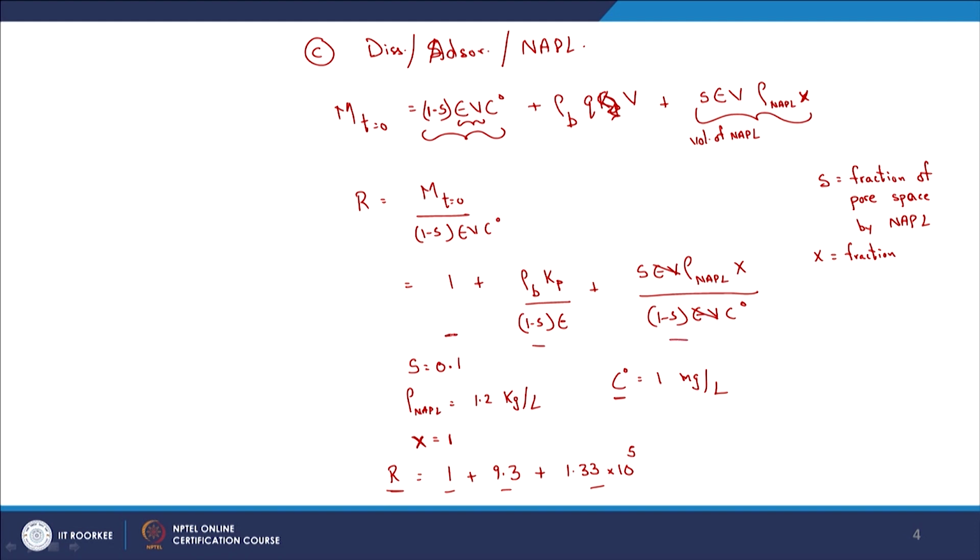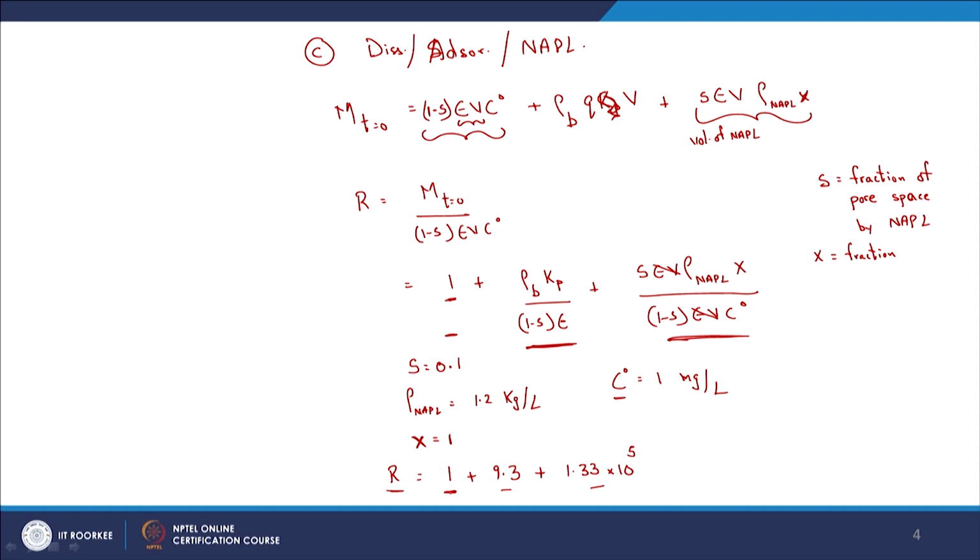So what is this idea about? Obviously the reference is the mass in the dissolved phase. This gives me an idea about the ratio of mass in the soil to the mass in the dissolved phase, and this gives me an idea about the ratio of mass in the NAPL to the mass in the dissolved phase, right. So if I look at that, I see that for one part dissolved, I have 9.3 parts adsorbed onto soil, and for NAPL I have 1,33,000, right.